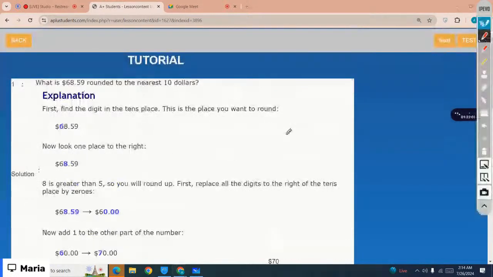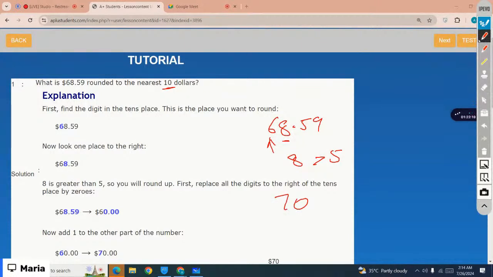Okay, you need to add to the nearest dollar. So 68.59. Nearest, this is the number that is at its place, right? So the next one is 8. You need to compare that 8 to 5. 8 is greater than 5. That means round up. It would be rounded off to 70, right?